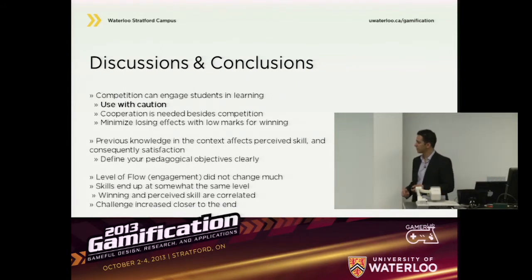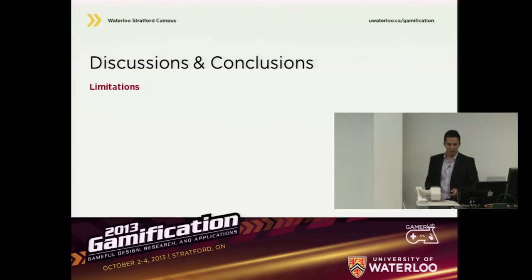Level of flow, we saw that it doesn't change during the game. It's constantly very high. And skills, as people are interacting with the system, they think that they're at least getting better with it. Winning has definitely an effect on their level of perceived skill. If they win, they think they're better at that game. And challenge was increasing as the game was moving towards the end, and they could see that the game was getting over.